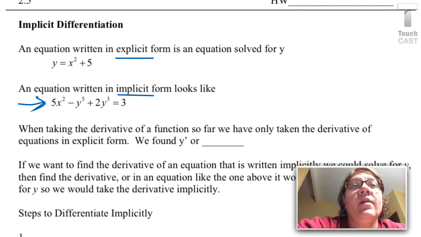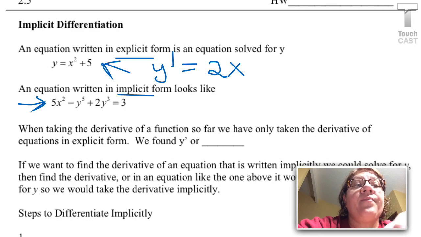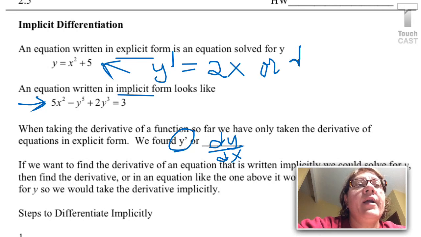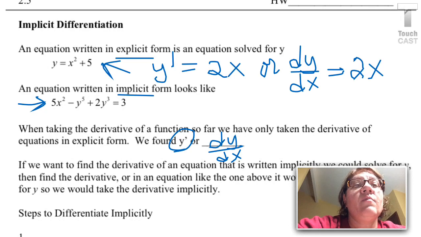So of course the first one, very easy for me to take the derivative of that because it is an explicit form. But the second one, not so much. Remember, two ways that we can write the derivative is we can either say y prime or dy dx. This is going to be important to us. This means we're taking the derivative of y with respect to the variable x, which is the other variable in the equation. So both of those mean the same thing.